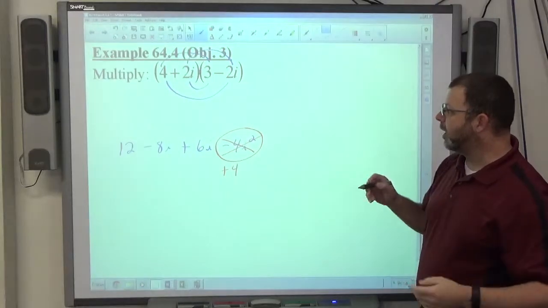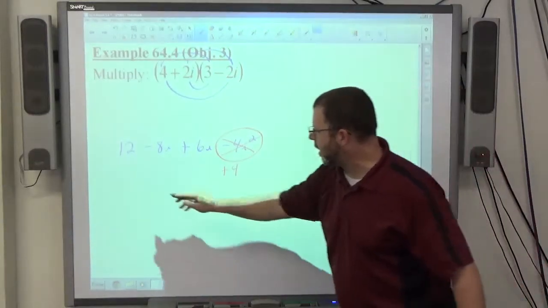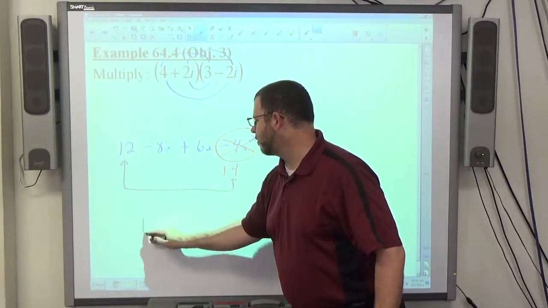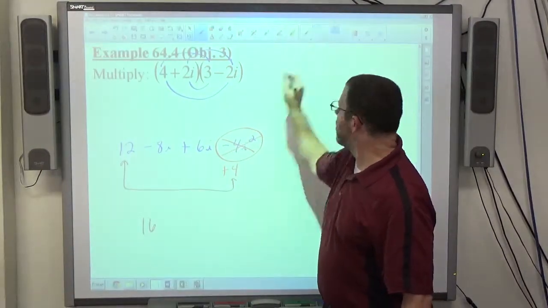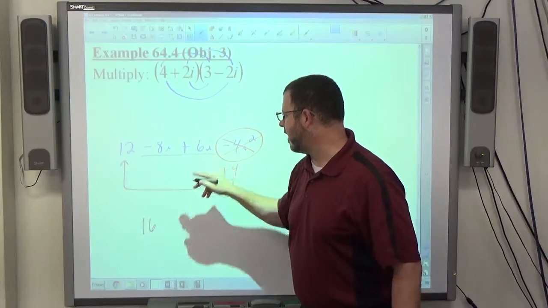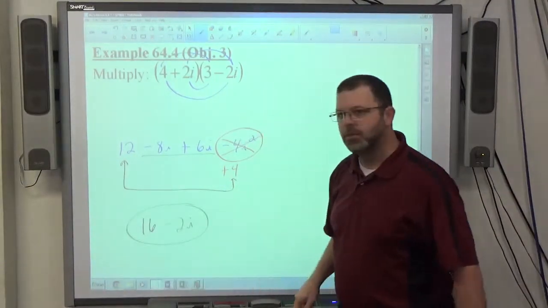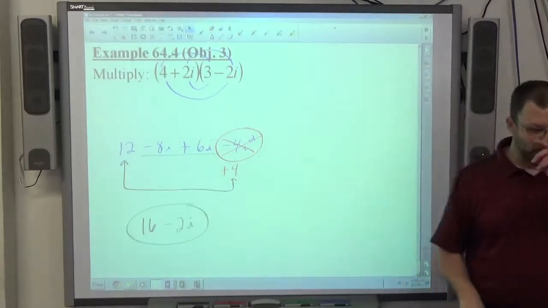And then once we get our reals and our imaginaries, again we get a real sum first. Positive 12 and positive 4 make positive 16. Imaginary sum second. Negative 8 and positive 6 make negative 2i. So 16 minus 2i is the best answer for that one.